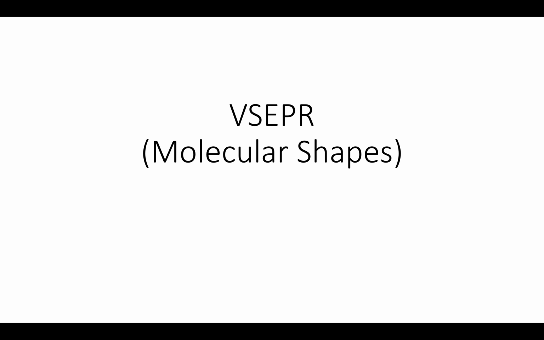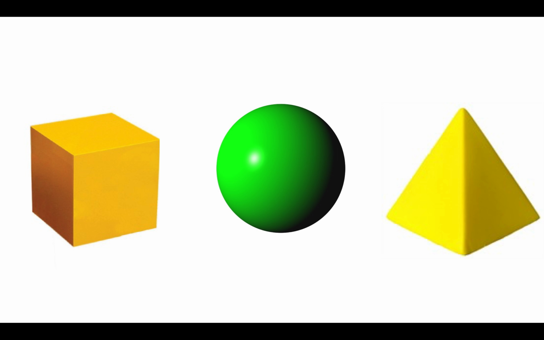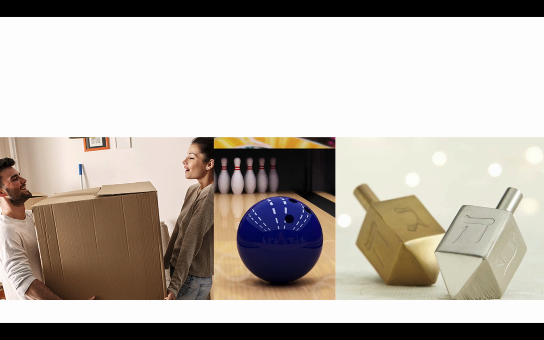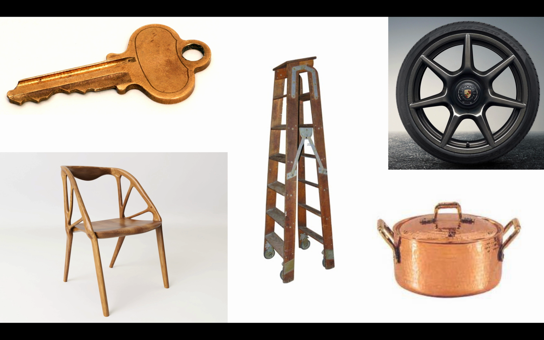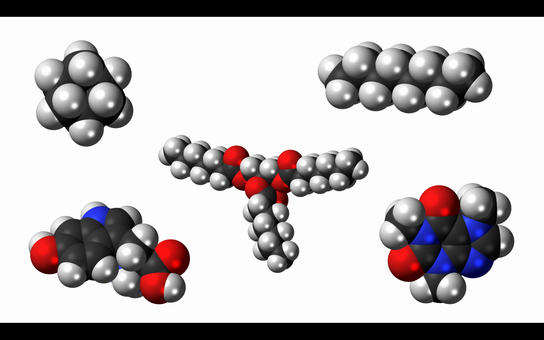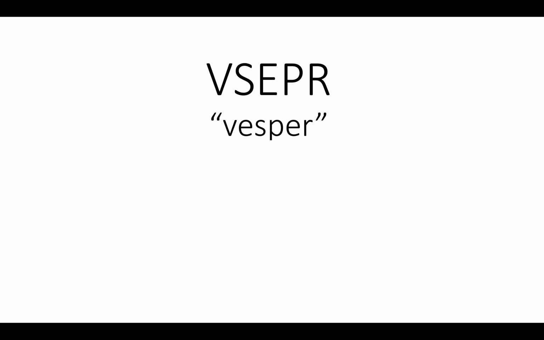Here's some help with using VSEPR theory to predict molecular shapes. At first sight, it may not seem that shapes have meaning, but they do, because they tell you how an object fits into the world. That's true on a macroscopic level, and it's also true on a molecular level. So, the way we're going to predict molecular shapes, to see how molecular objects fit into the world around them, is to use a theory called VSEPR theory.